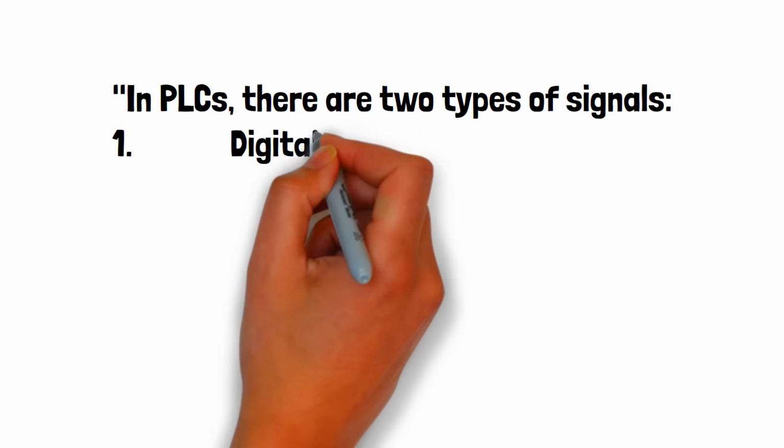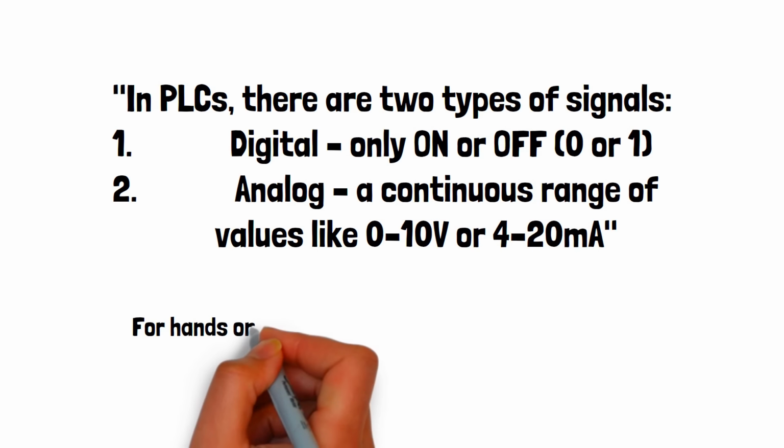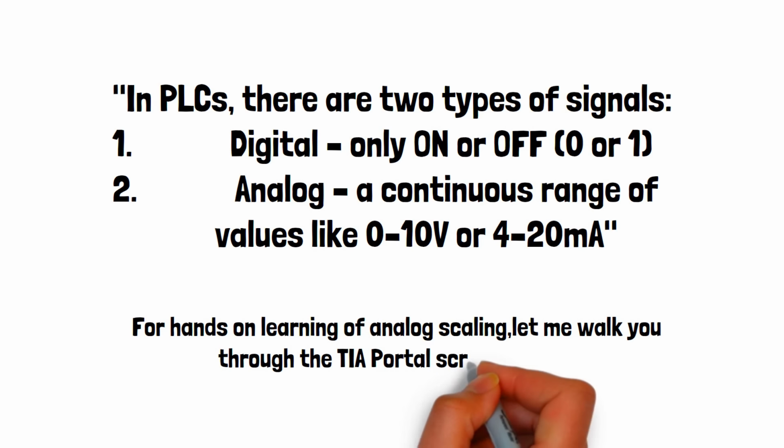In PLCs there are two types of signals. First one is the digital, only on and off, 0 or 1, and second one is the analog, a continuous range of values like 0 to 10 volts or 4 to 20 milliampere. For hands-on learning of analog scaling, let me walk you through the TIA Portal screen.